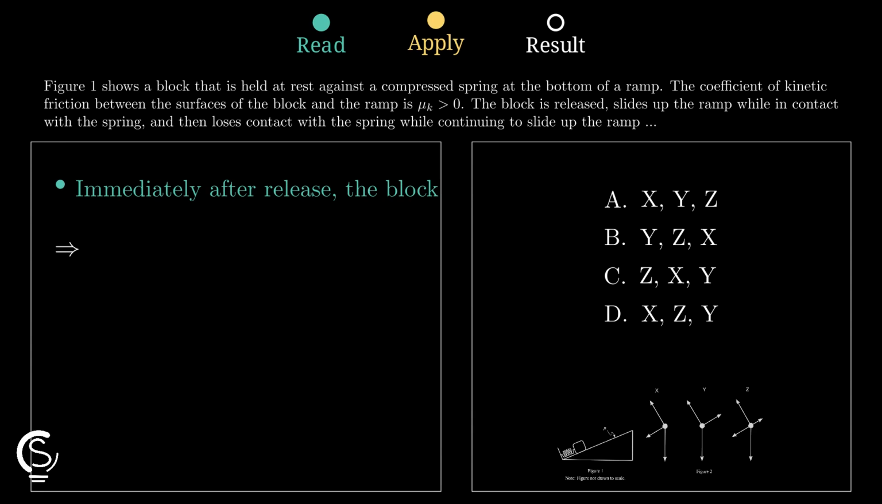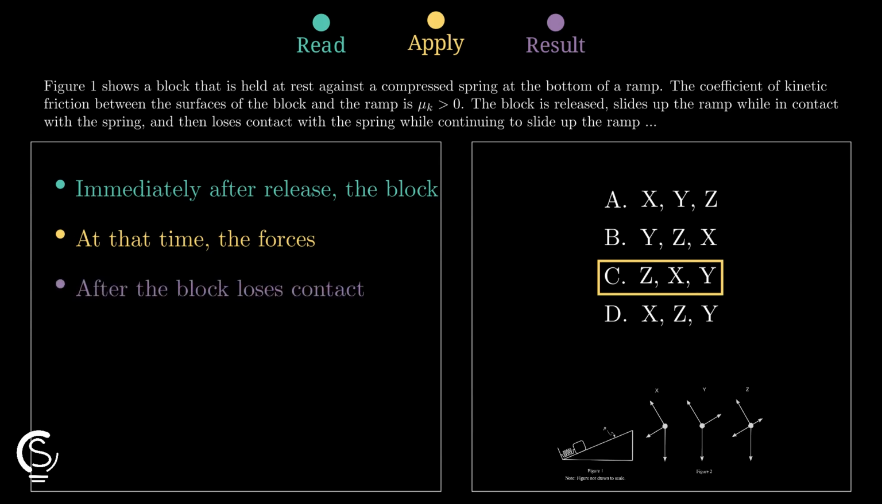After the block turns around and slides back down the ramp, kinetic friction reverses direction and points up the ramp. When it contacts the spring again, the spring force also acts up the ramp, matching diagram Y.